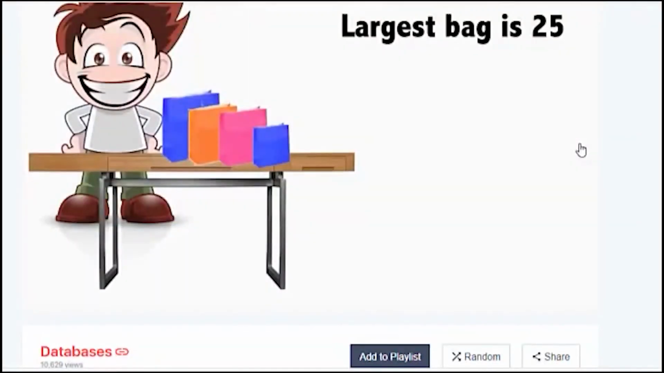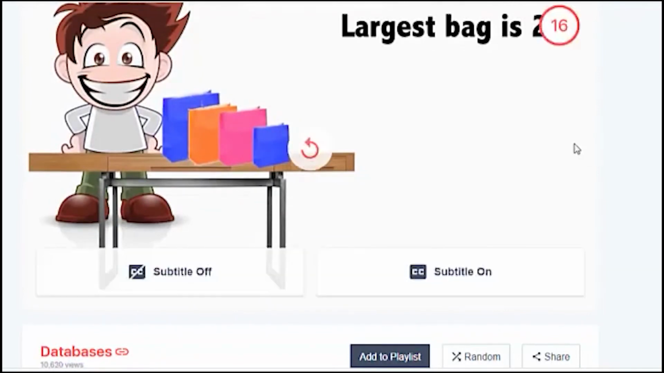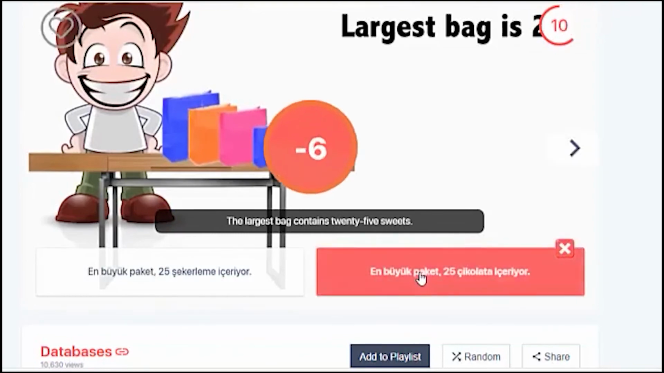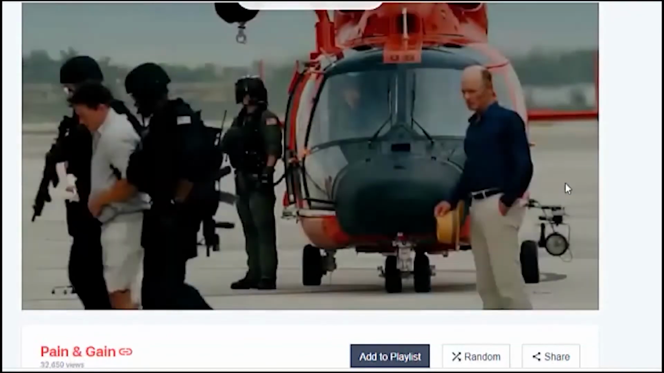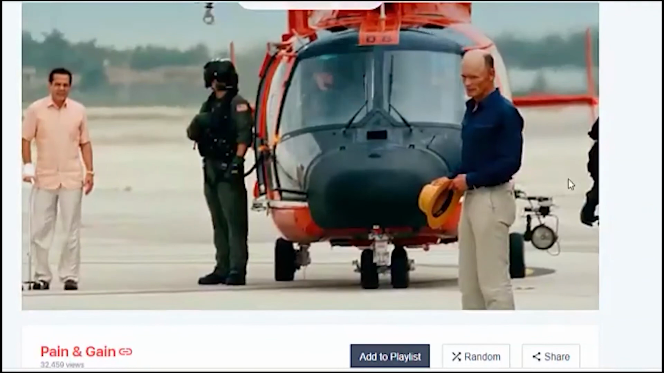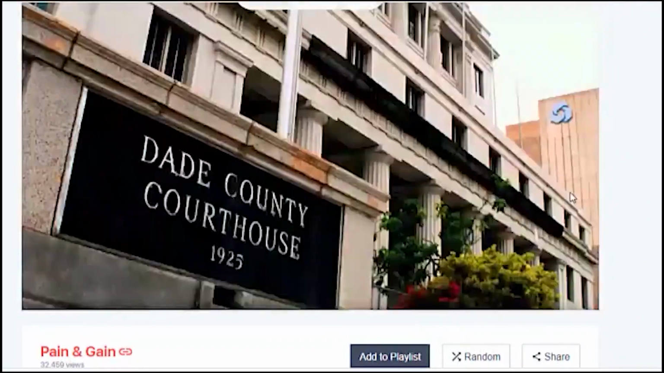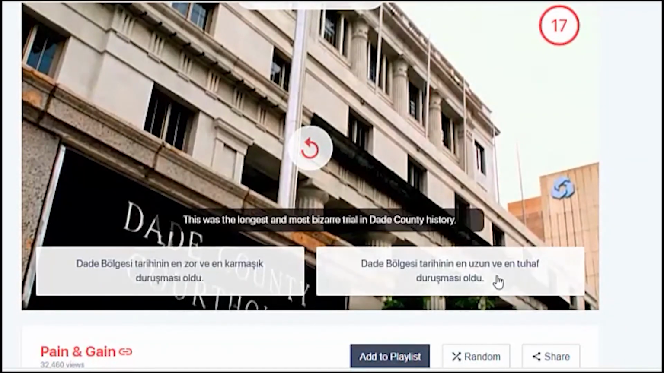The largest bag contains 25 sweets. Okay, large. The largest. This was the longest and most bizarre trial in Dade County history. Okay, long. The longest.